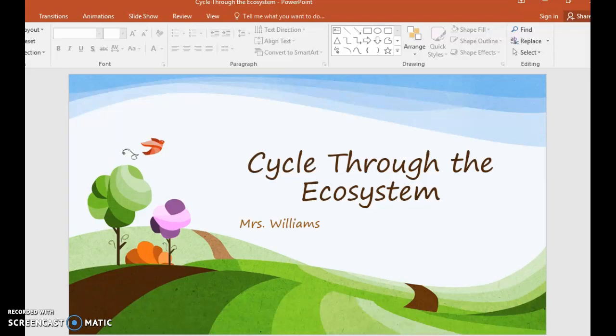And it's all encapsulated in a concept called the law of conservation of matter, which says that matter cannot be created or destroyed, but it can change from one thing to another. So let's go through it.